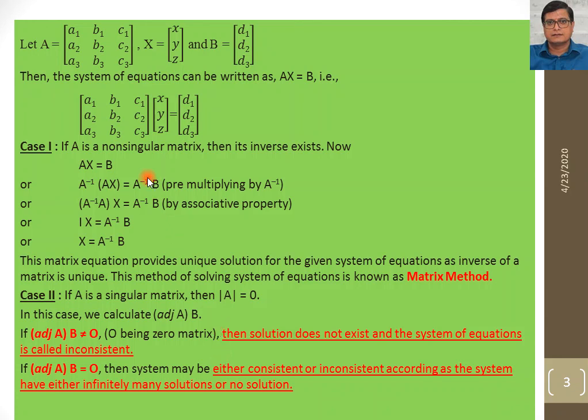Because when determinant A is not equal to 0, in that condition the system has a unique solution. This is confirmed. When determinant A is equal to 0, when it is a singular matrix, in that condition we have these two conditions. First condition: if adjoint A into B is not equal to the null matrix, then the system is inconsistent, no solution exists. If adjoint A into B is equal to the null matrix, then the system may be consistent or inconsistent, or we can say the system has either infinitely many solutions or no solution. Clear? So this is the method to find the solution of linear equations by the matrix method.